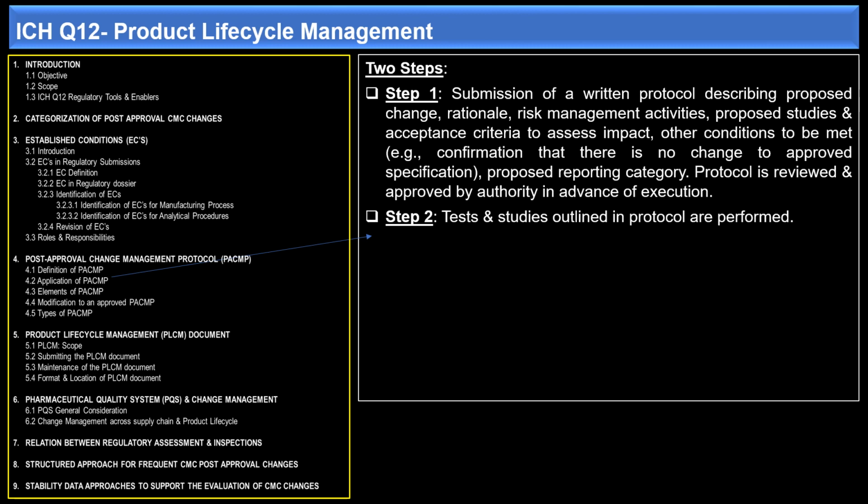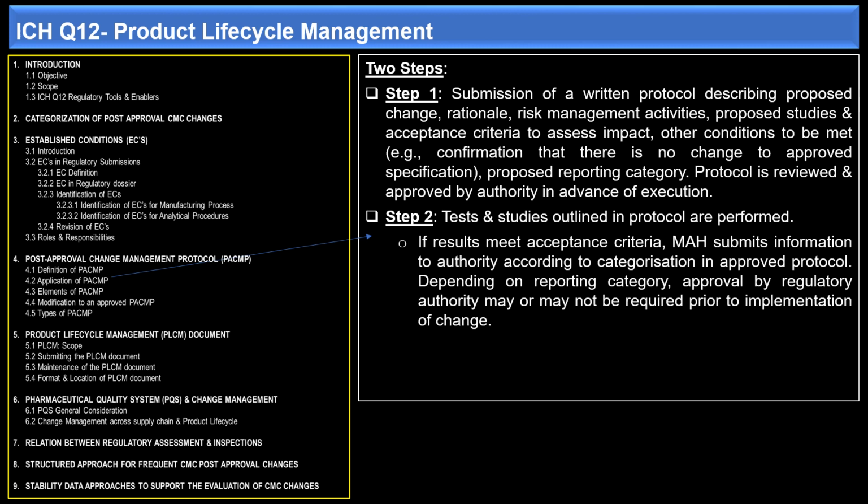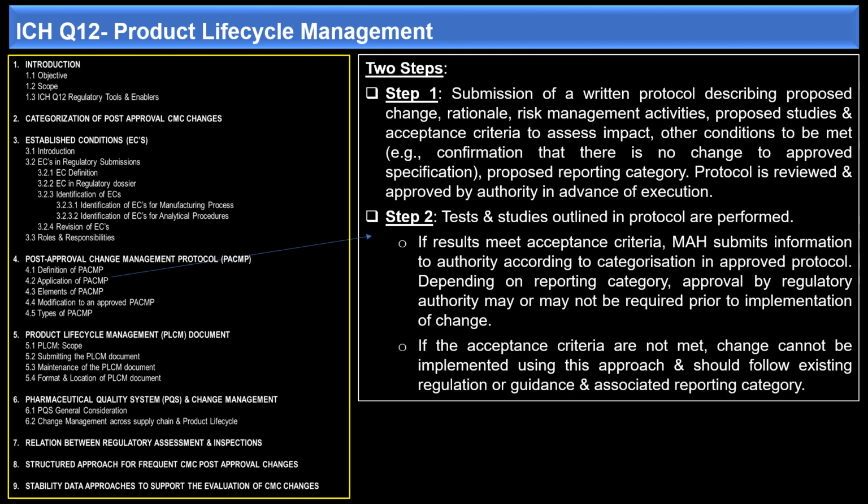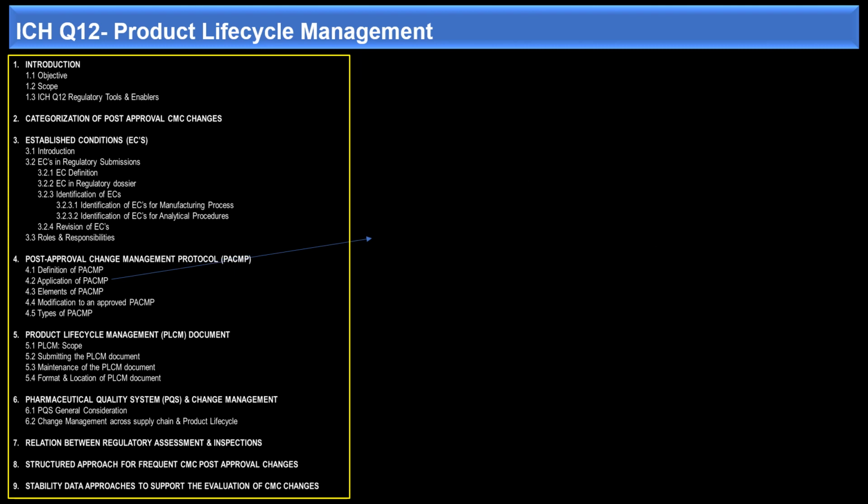Step 2. Tests and studies outlined in the protocol are performed. If results meet the acceptance criteria, the authorization holder submits information to the authority according to the categorization in the protocol. Depending on the reporting category, approval by the regulatory authority may or may not be required prior to implementation, because it can be either a pre-approval change or it can be a notification. If the acceptance criteria are not met, the change cannot be implemented using this approach and should follow existing regulation or guidance associated with the reporting category.